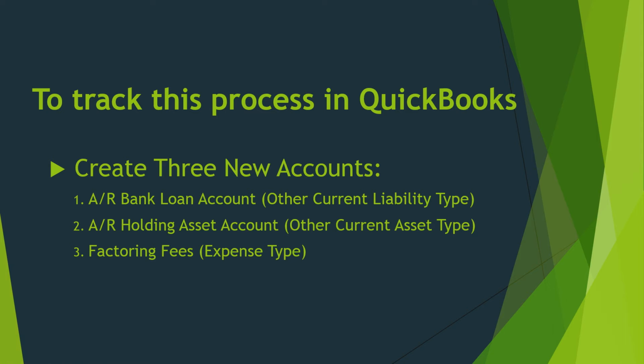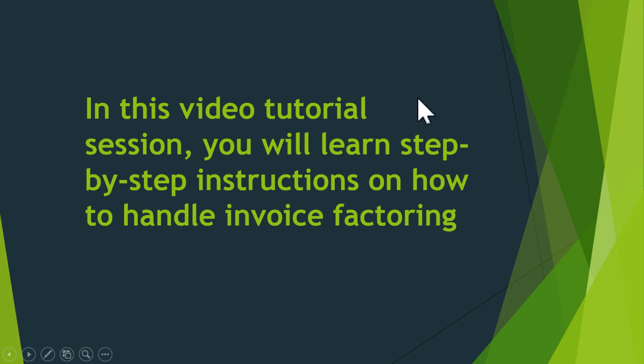Okay, so to track this process in QuickBooks, I'm going to create 3 new accounts. AR bank loan account, that's your current liability type. AR holding asset account, that's your other current asset type. And factoring fees, that's your expense type. So in this video session you will learn step-by-step instructions in QuickBooks on how to handle invoice factoring.